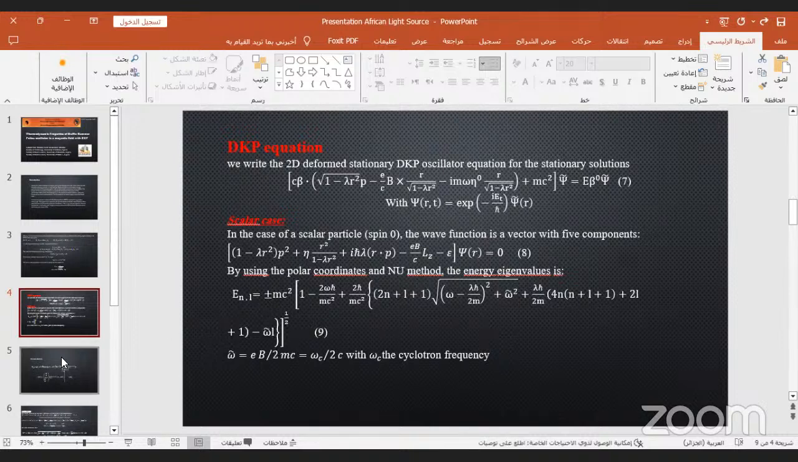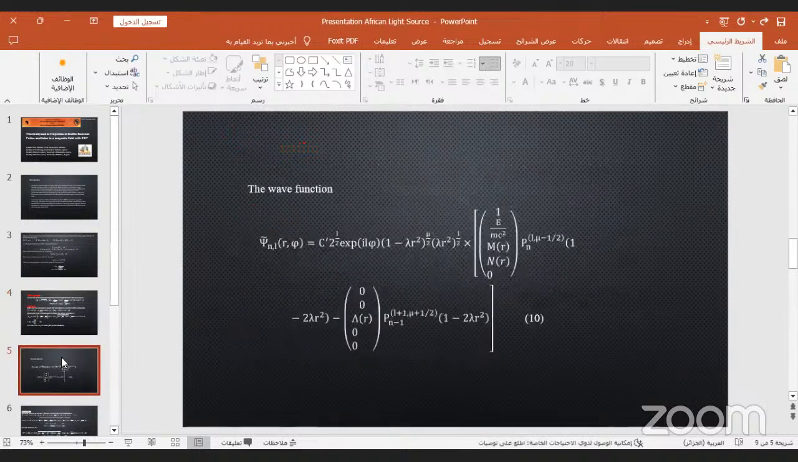Also, we obtained the wave function of this system by using the Jacobi polynomial series, in order to obtain the following form of the wave function. As we can see, there are five components of the psi here, as we can watch in this slide.